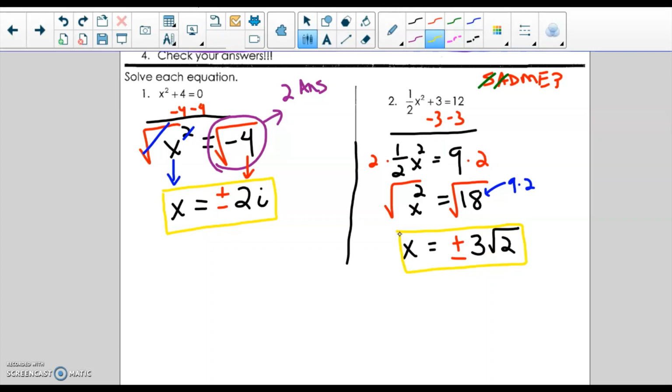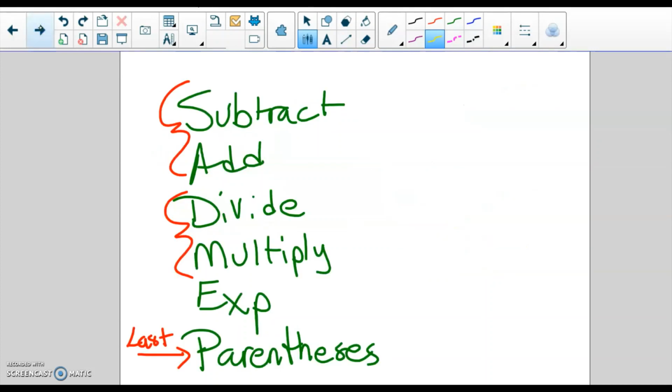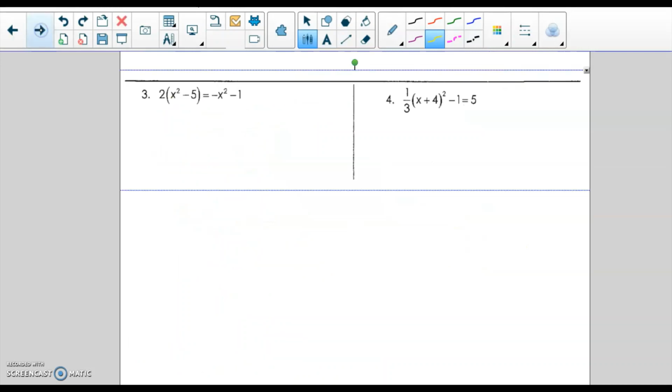Okay, moving on. That's the SADMEP that we talked about. Let's check out problem number 3. Problem number 3 is the problem that I talked about where you cannot do the stuff inside the parentheses last. We're actually going to have to distribute the 2 into the parentheses before we can do anything else.